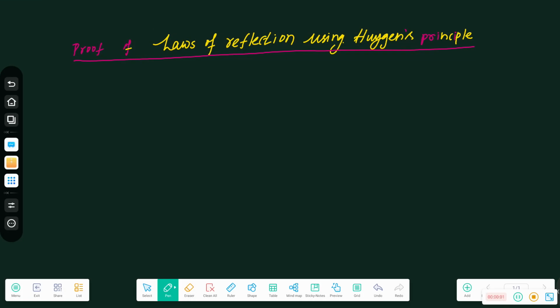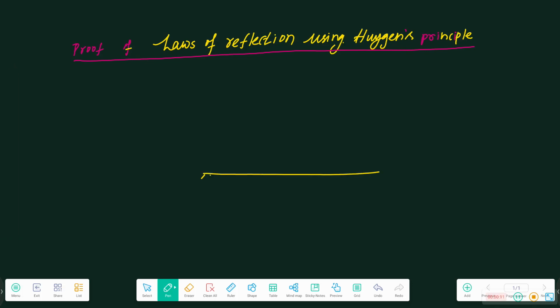Laws of reflection using Huygens principle. Laws of refraction using Huygens principle I already discussed. Now here one picture you have: a mirror, one reflecting surface. When you talk about reflection, definitely the surface will be considered, M prime. Now this is a reflecting surface.